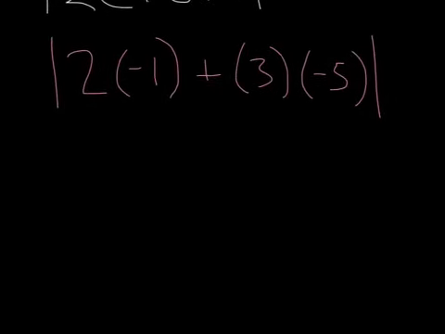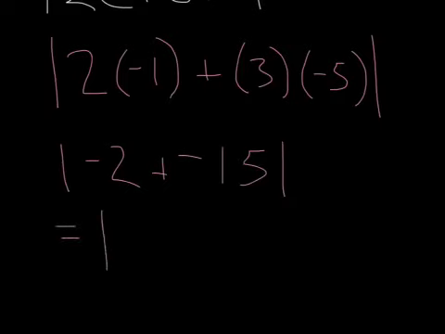So simplifying this, we get 2 times -1 is -2, plus 3 times -5 is -15. Put those together, we're going to get absolute value of -17. Remember, absolute value is always positive, so this is going to equal 17.